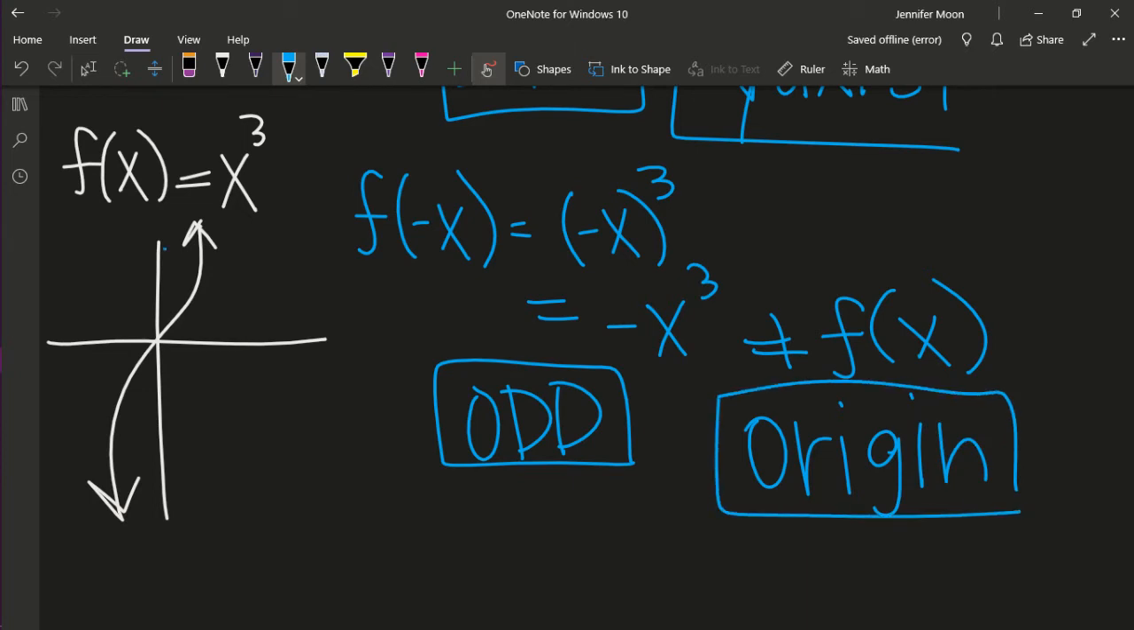And so if you folded your paper along the x-axis, folding it down, and then you folded it on the y-axis, they would lay on top of each other, and that's what makes them symmetric about the origin.